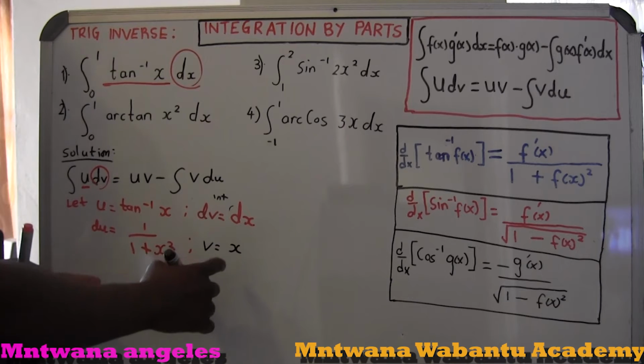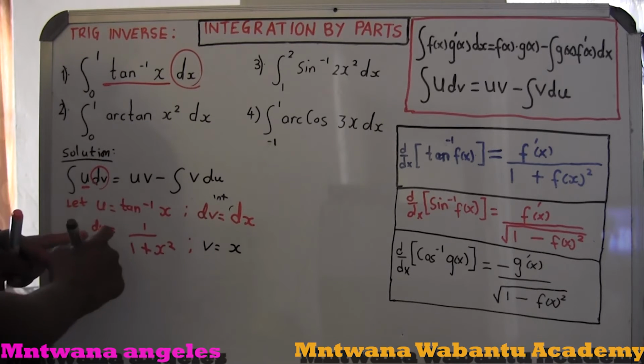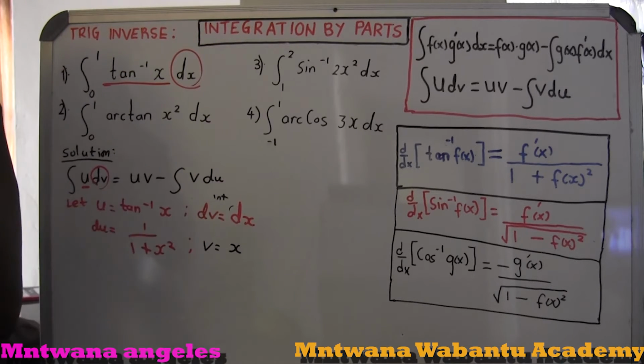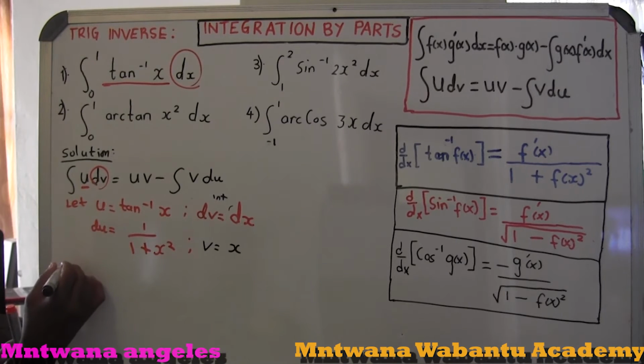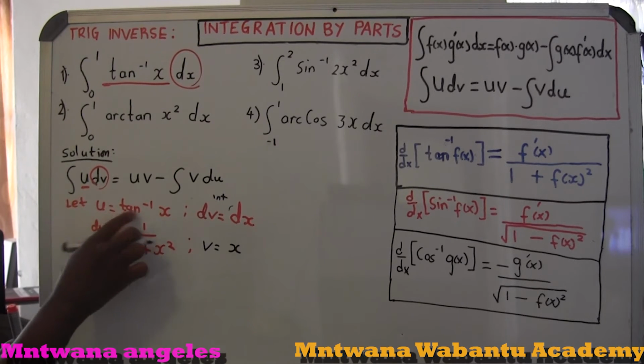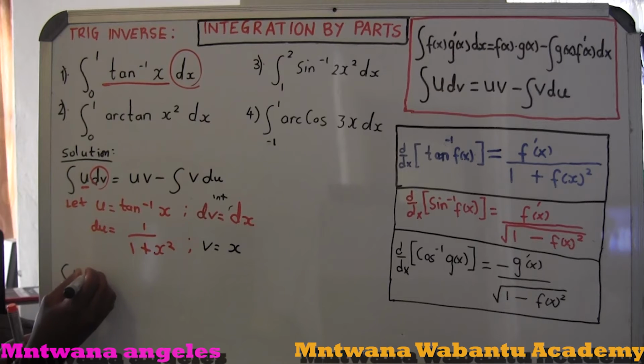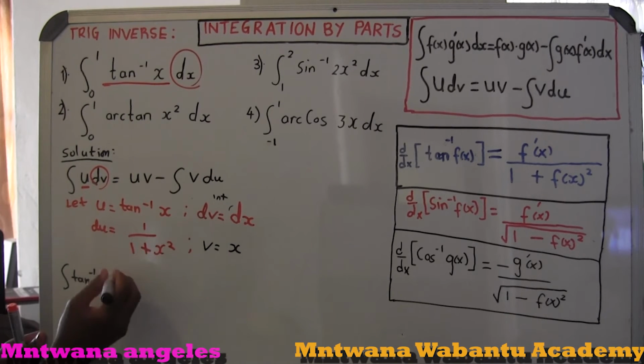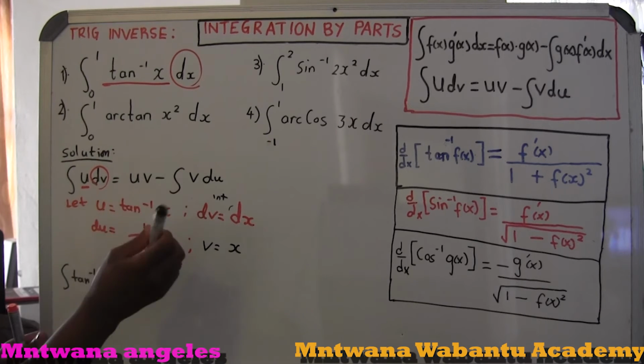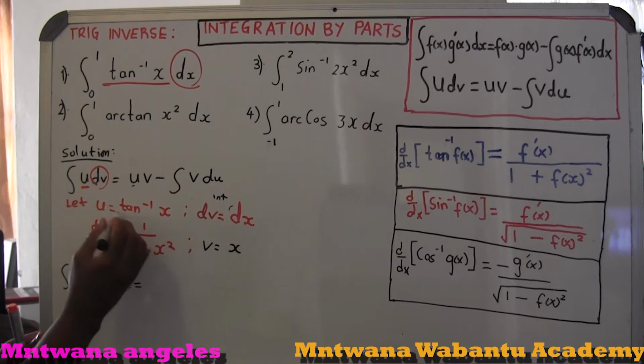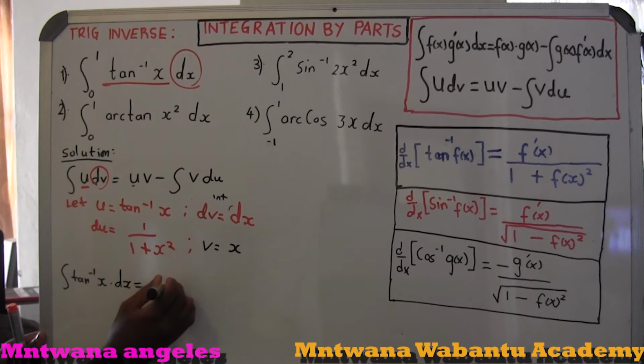So what we're going to do now is take all of this and put it in the formula. Okay, cool. So now this is going to be the integral. What is our u? Our u is tan inverse of x. What is dv? Our dv equals dx. Okay, u times v. What is our u? Our u equals tan inverse of x.